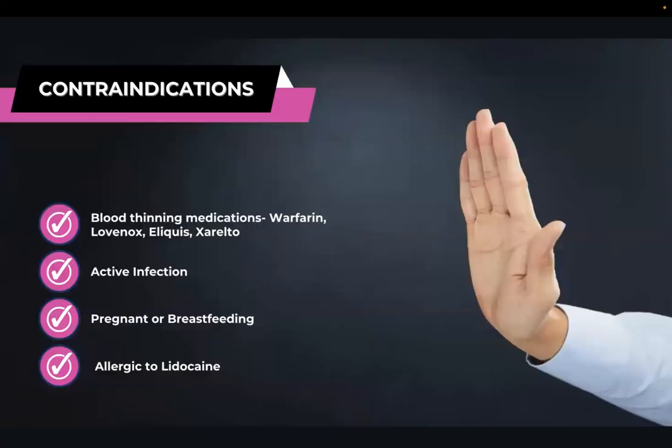These are going to be the contraindications that are an absolute no-go. Any type of blood-thinning medicines like warfarin, Lovenox, Eliquis, Xarelto, those are an absolute no-go. Patient cannot get filler if they have an active infection, if they have an active cold sore, or they have some active acne going on where you want to inject, if the patient is pregnant or breastfeeding, or again, allergic to lidocaine. So these are going to be the no-goes. These patients are not allowed to receive filler.